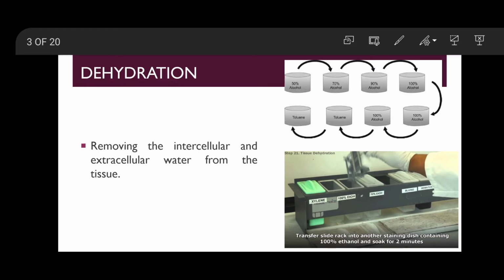As a general rule, whatever dehydrating agent that is used, the amount in each stage should not be less than 10 times the volume of the tissue. This is in order to ensure complete penetration of the tissue by the dehydrating solution. So your specimen must be fully submerged with the dehydrating fluid as well as your fixative. You remember that your fixative must be more than your specimen.